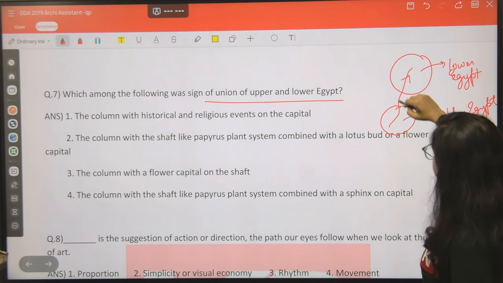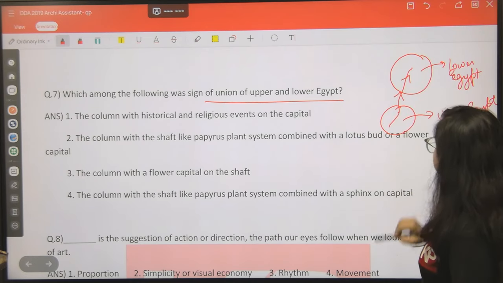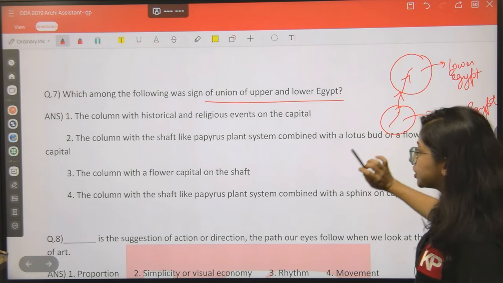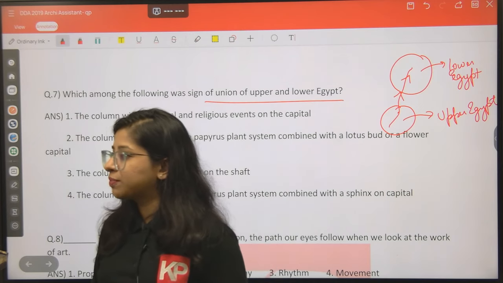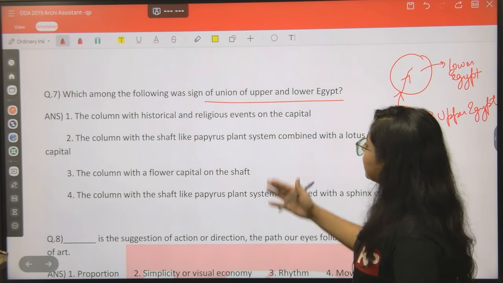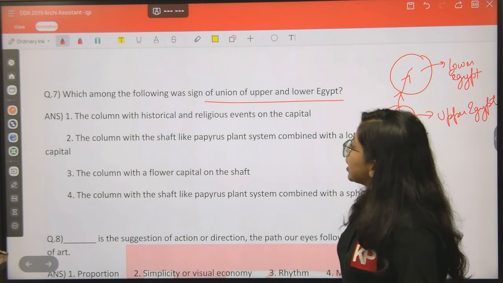Okay, why? Because it is flowing in this particular direction. That is why it is known as lower Egypt, and this part is known as upper Egypt. Okay. Initially, upper Egypt and lower Egypt were two different places, but later on they got unified. Okay. So basically, they are asking you which is the sign of your union of upper and lower Egypt.